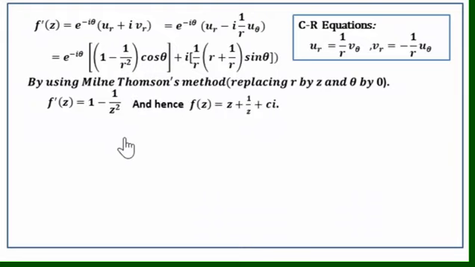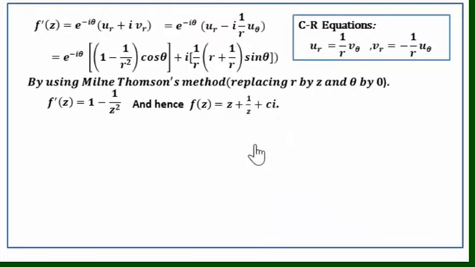So the integral of f dash of z is f of z. The integral of 1 is z, the integral of 1 by z square is minus 1 by z, so minus into minus gives plus 1 by z, plus ci, where c is a real number. Here the given real part does not contain any constant, so the constant of integration is ci.